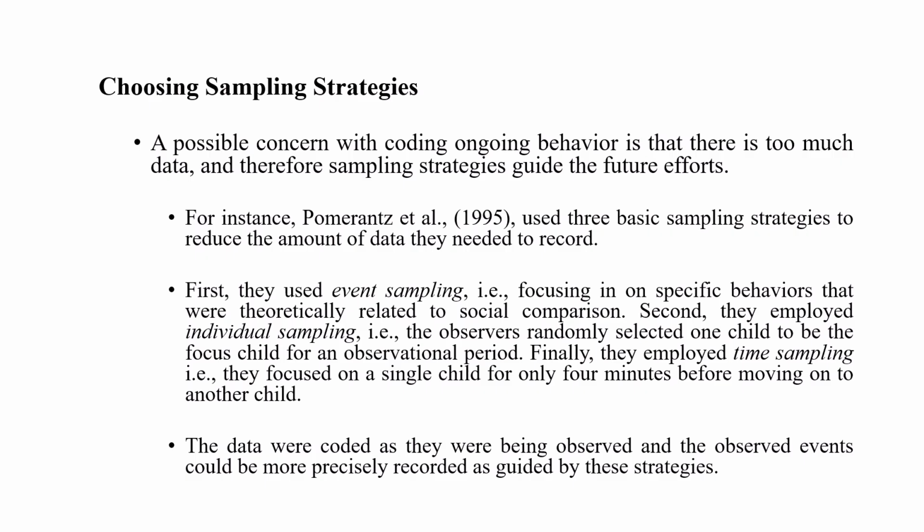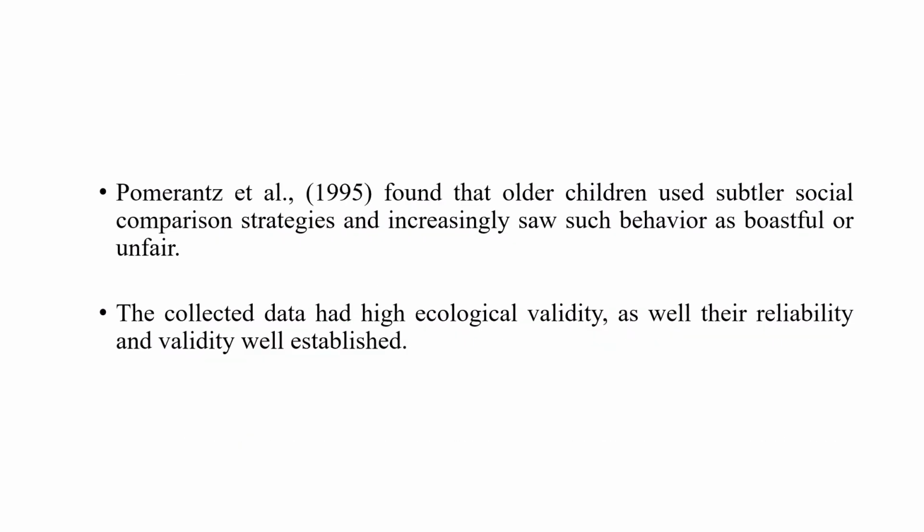Observers typically selected one child to be observed during one observation period. Okay. So, which individual is being sampled for observation session number 1 or 2 or 20? What are the events within this individual that I am going to observe? And lastly, time sampling. Each child was observed only for a period of up to 4 minutes. So, in this 4-minute period, this is what the behavior of this particular child looked like, and then maybe his turn will come later. All right. Now, you can see the data that is going to come out will be extremely systematic. So, these data were coded as they were being observed, and the observed events could now be more precisely recorded as it was guided by theory, it was guided by particular sampling strategies.